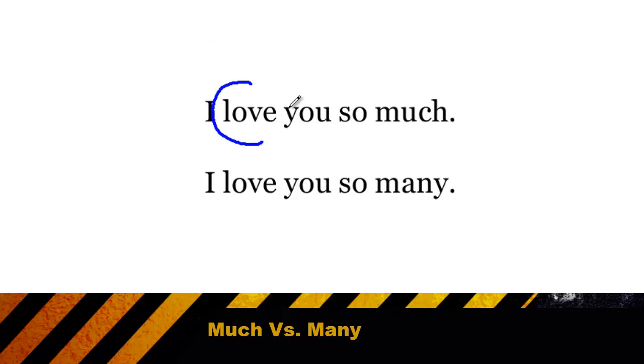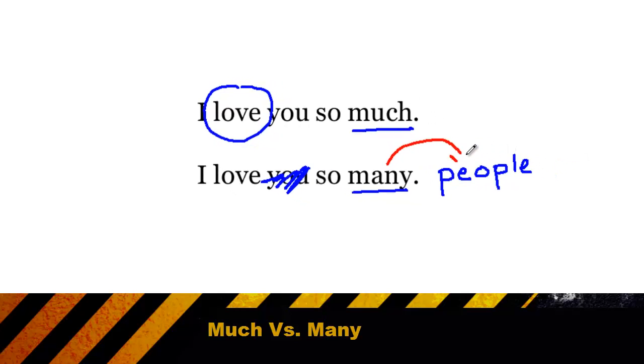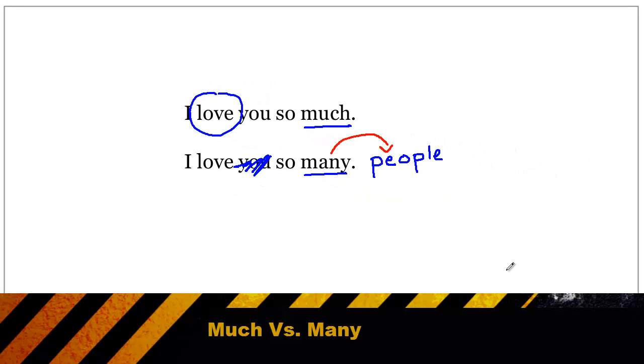So love is this ambiguous idea. You can't count love. So you use "much" to describe things that are not easily counted. "Many" is for things that are countable. So if you change the sentence to read, "I love so many people," that sounds fine. And that's because "many" is describing people, which is a countable thing.